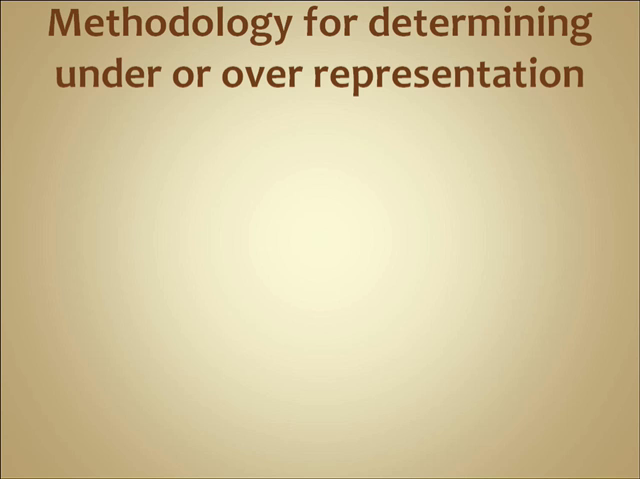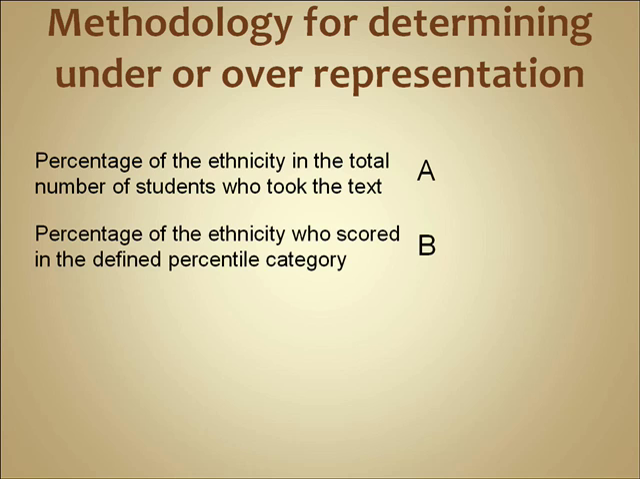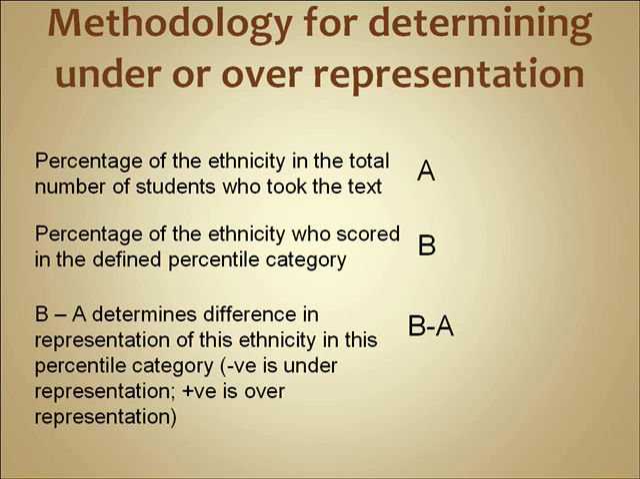Now let's talk about the methodology for determining whether an ethnicity was over or underrepresented within a particular percentile. First, we look at the percentage of the ethnicity in the total number of students who took the test. Let's call that A. Then we look at the percentage of the ethnicity who scored in that particular percentile category. Let's call that number B. So B minus A determines the difference in representation of this ethnicity in this percentile category. If B minus A is negative, it means underrepresentation of this ethnicity in this percentile. If B minus A is positive, it means overrepresentation.